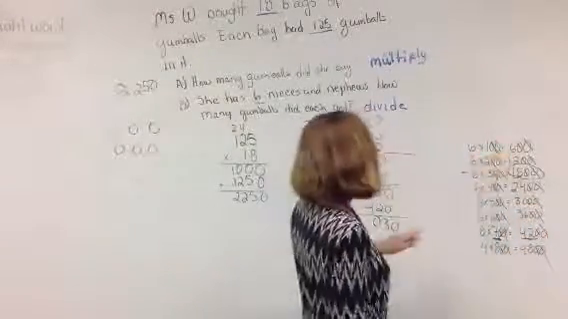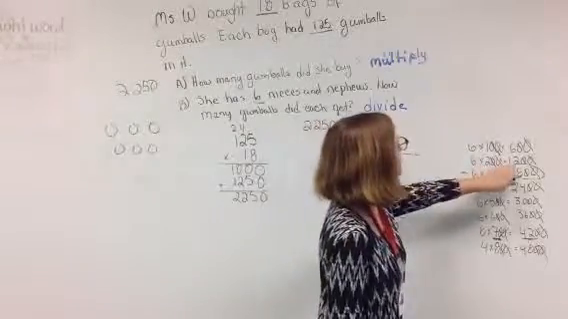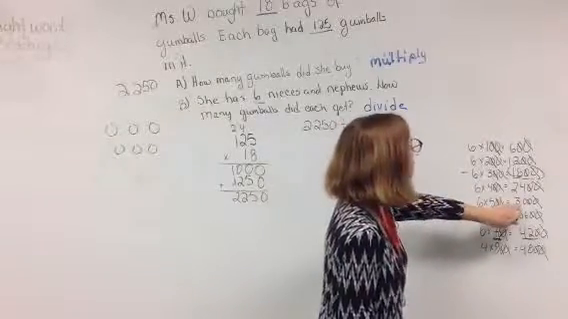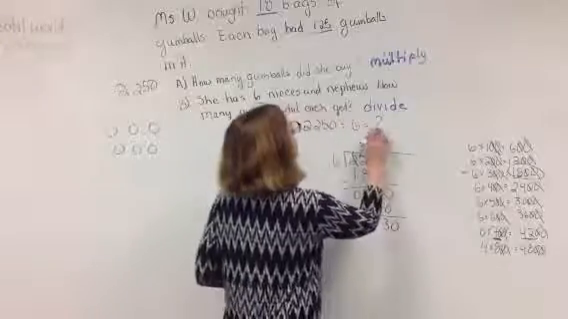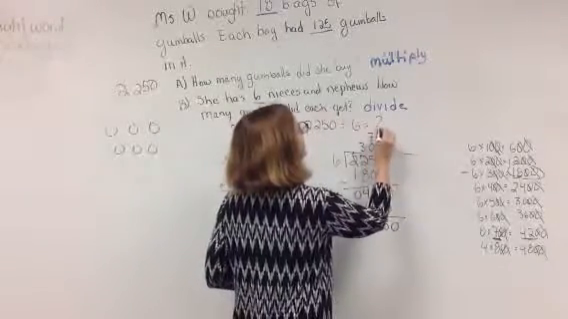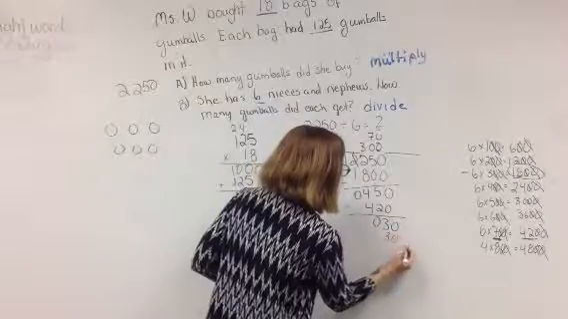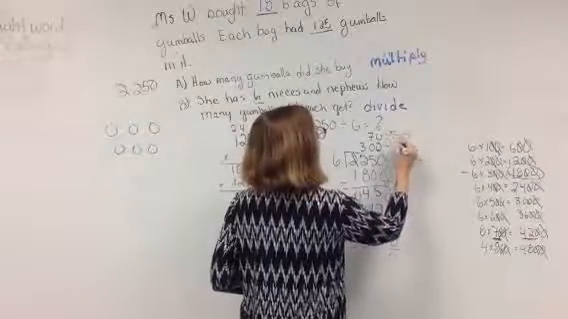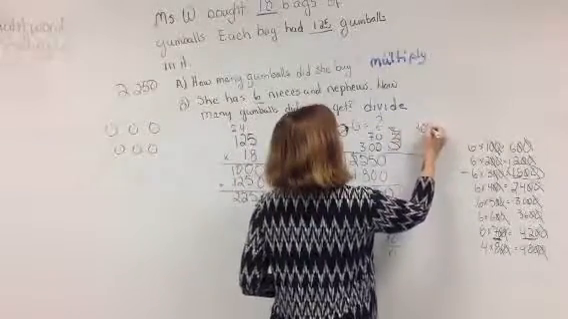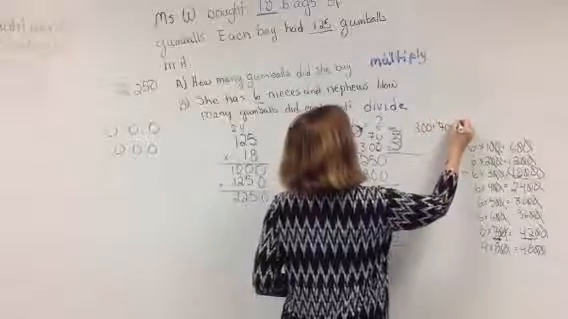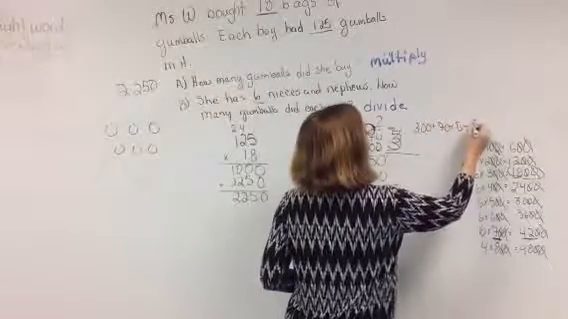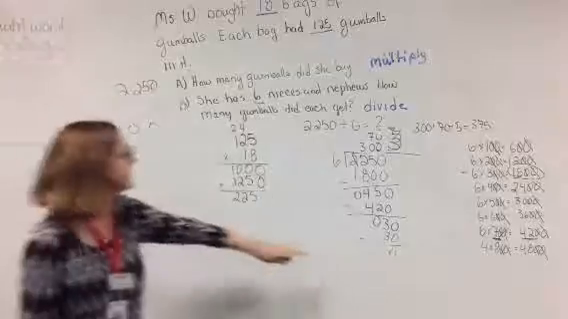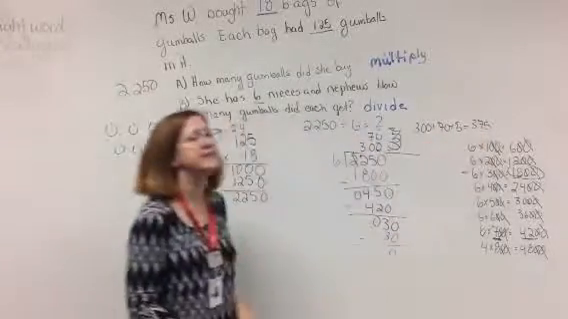6 times 1 is 6. That's not big enough. 6 times 2 is 12. That's not big enough. But if I multiply 6 times 5, I get 30. 30 is my number here. I didn't leave myself very much room. So my number is 5. I'm going to add up my partial quotients. 300 plus 70 plus 5 equals 375. Each very lucky niece and nephew is going to get 375 gumballs.